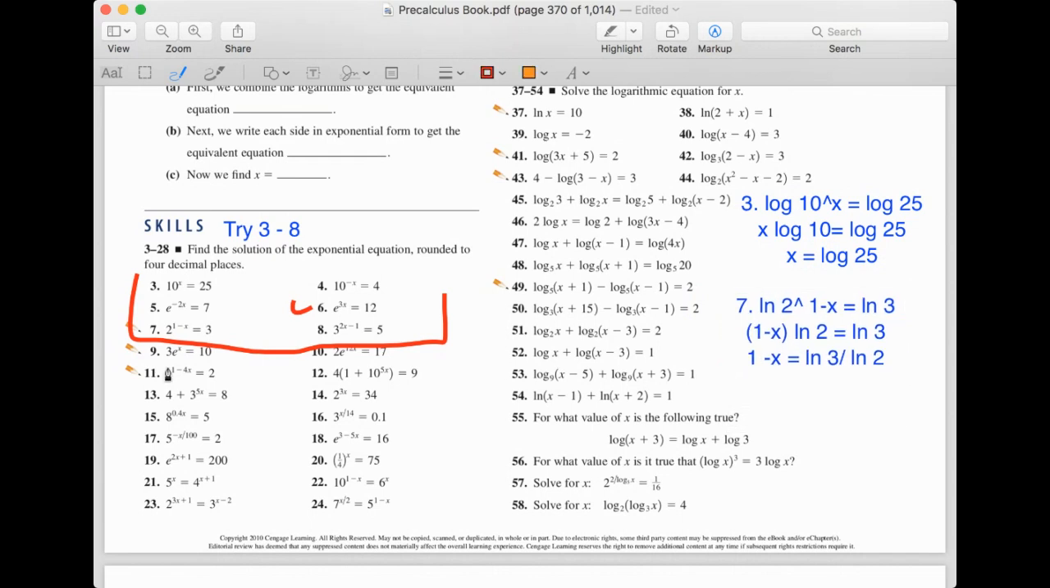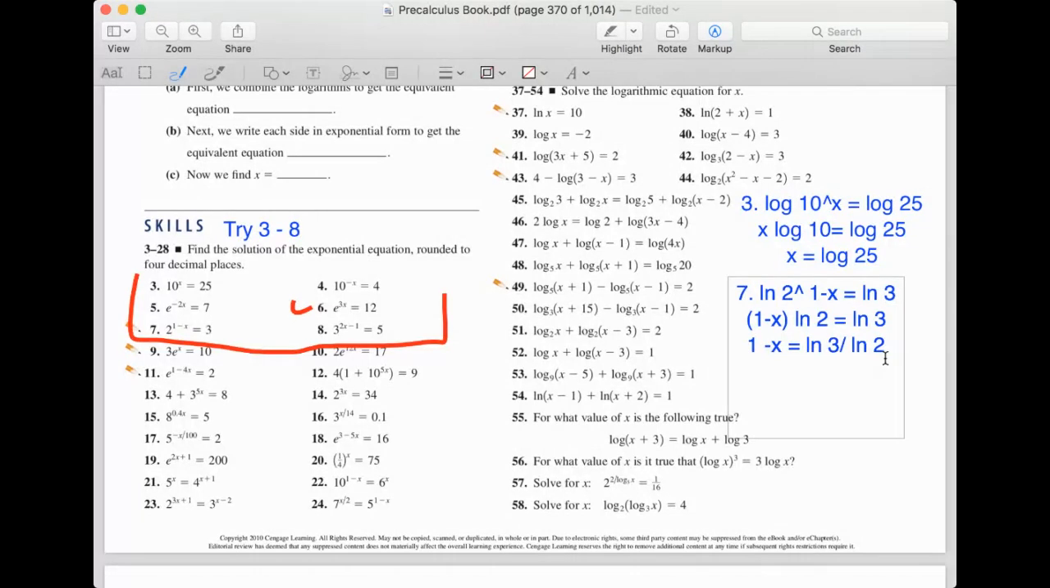So first step, we put ln on both sides. The second step, we move down the exponent. The exponent has 2 terms, so we put parentheses around it. Then we divide by ln 2 on both sides. So we have 1 minus x equals ln 3 divided by ln 2. It's a weird number, so who cares? Let's just keep it. Then we subtract 1 on both sides. So negative x equals ln 3 divided by ln 2 minus 1. Right?